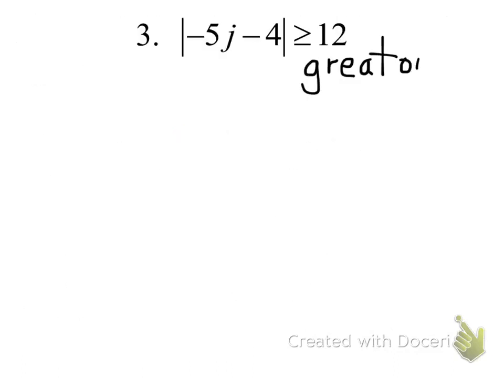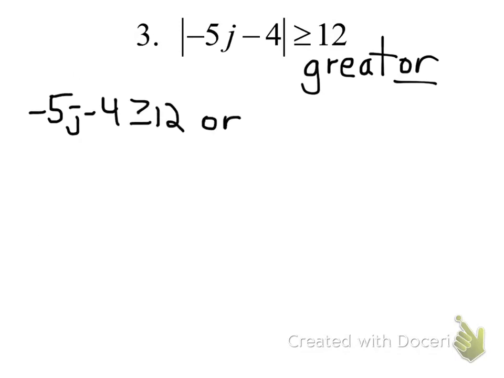Alright, number 3, a little bit more complicated. Again, the absolute value bars are alone, so that's a good thing. This is the absolute value of negative 5j minus 4 is greater than or equal to 12. So it's an or problem. We can write our two inequalities. We switch our inequality sign and make the 12 negative in the second one. And now we are ready to solve. This one takes a little bit more because there's a couple steps here.